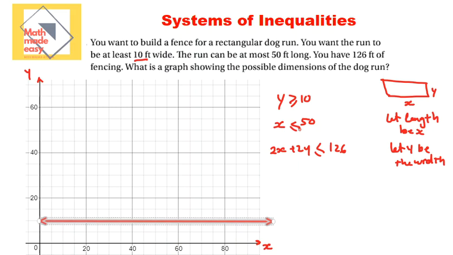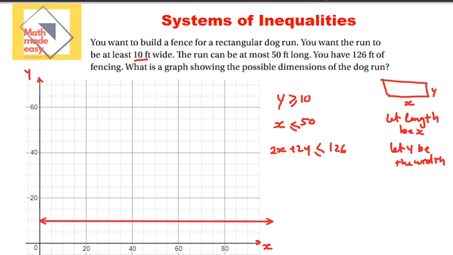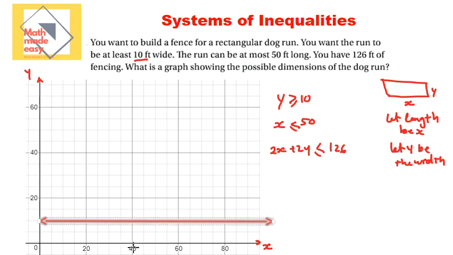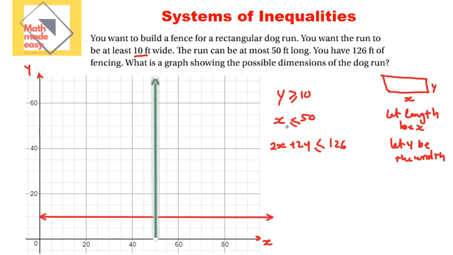I have another inequality, x less than or equal to 50. Now x equal to something is a vertical line. It means no matter what, the value of x is always going to be 50. So if I want to graph this line, let's choose another color. It's going to be at 50 here. I have 40 and I'm skip counting by 5. So this is 50. Now, I said the values of x are less than or equal to 50, so I am restricted to this side of the line. So I'm going to be working above the red line and to the left of the green line.